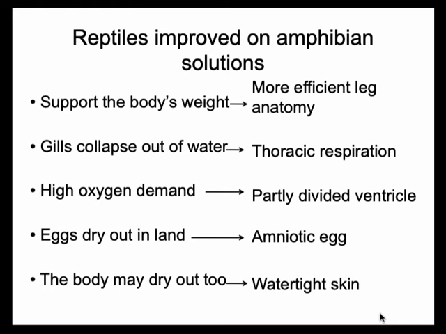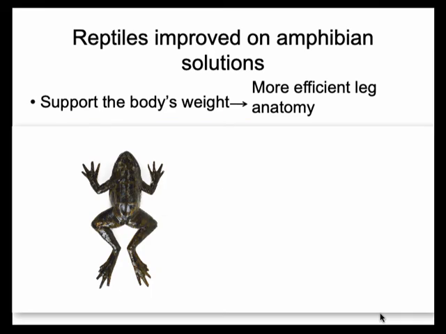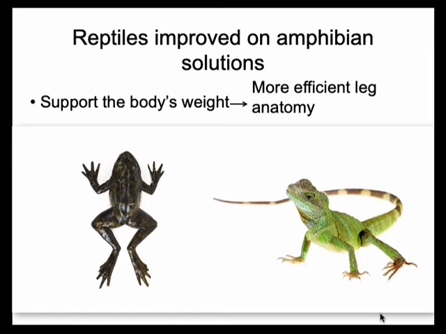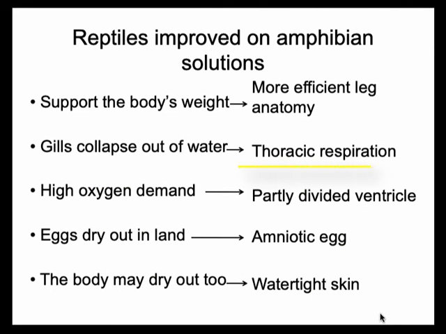Reptiles made several modifications to what amphibians had come up with. In support of the body weight, reptiles have a more efficient leg anatomy. If you look at a frog, the frog has the legs pointing sideways, while reptiles have their legs pointing more directly down of the body, and that makes them more efficient in terms of energy for movement. They also improved the anatomy of the lungs. While amphibians were breathing by forcing air into their lungs, reptiles are able to do thoracic respiration, which is similar to what we do, by expanding their chest to inflate their lungs.